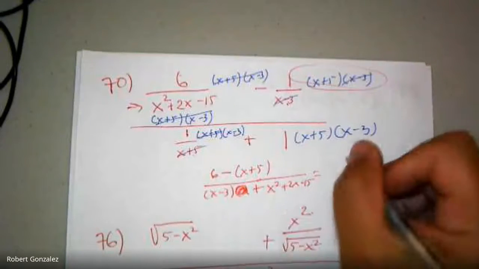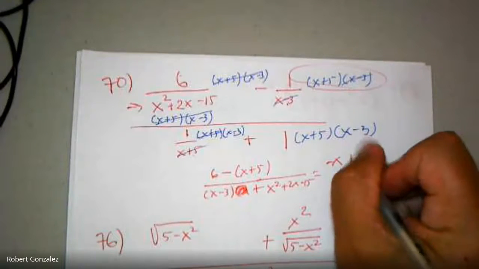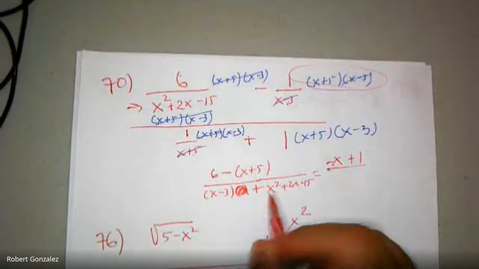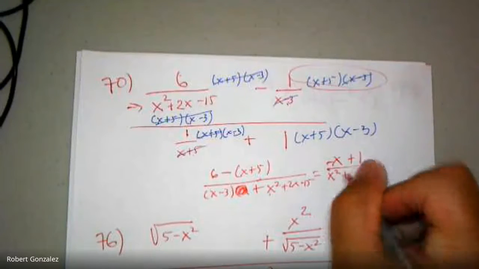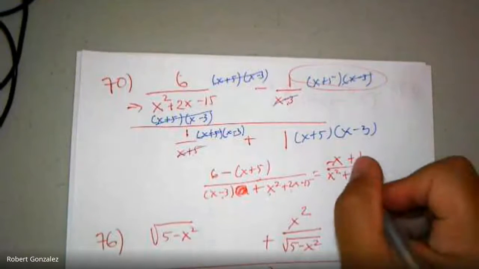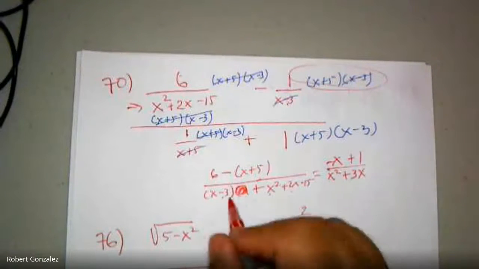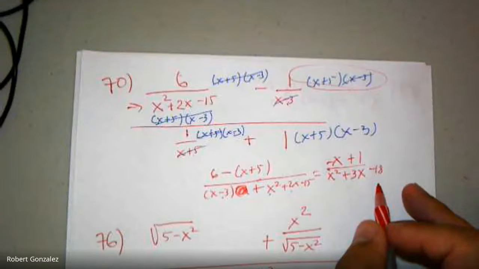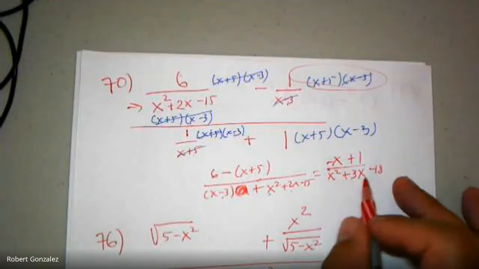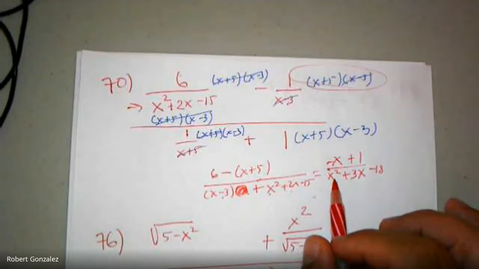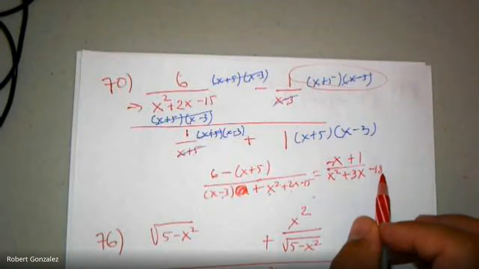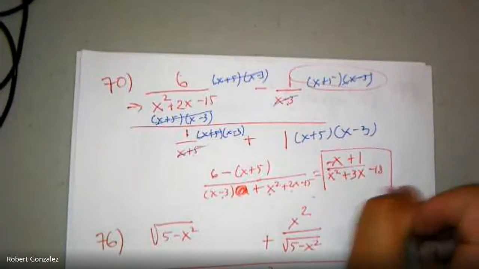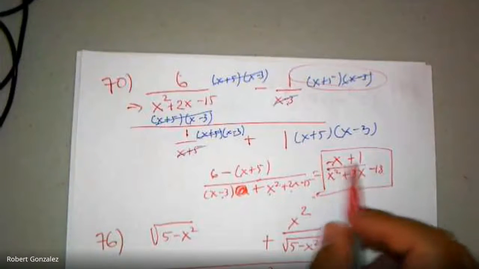Simplify the top. Negative x plus 1. Simplify the bottom. X squared plus 3x, and then minus 18. Does the bottom factor? It does. It's going to be x plus 6, x minus 3, but those don't reduce with that, so I'm going to leave it alone. I don't have an x plus 6 or x minus 3 up top.